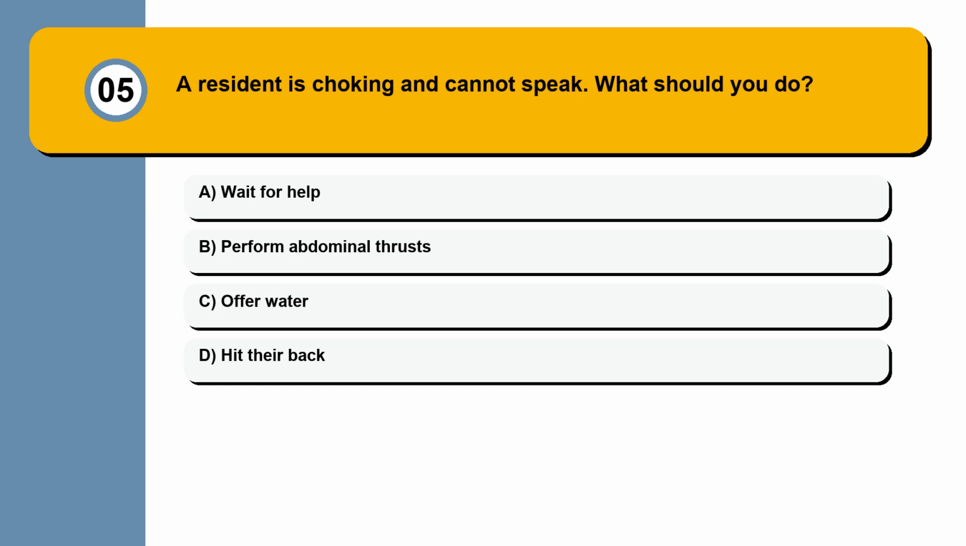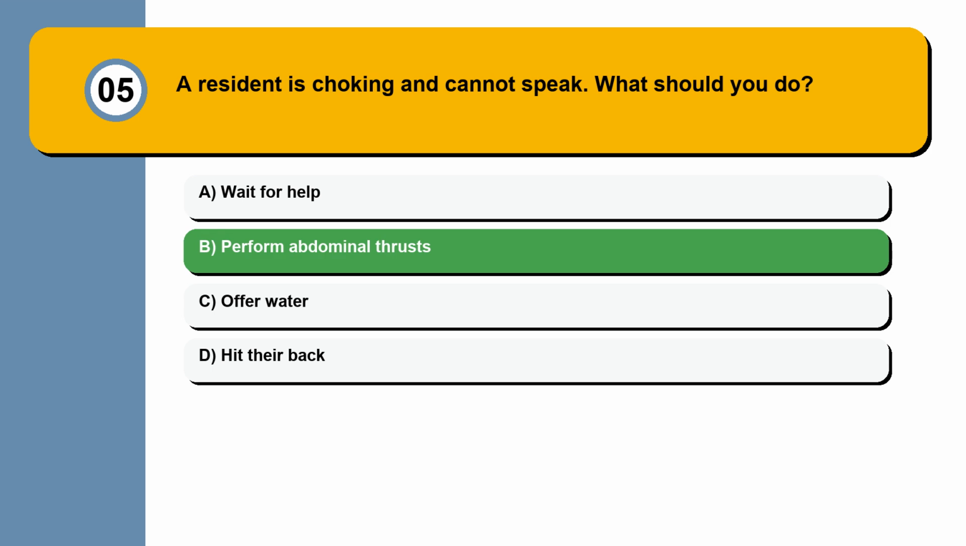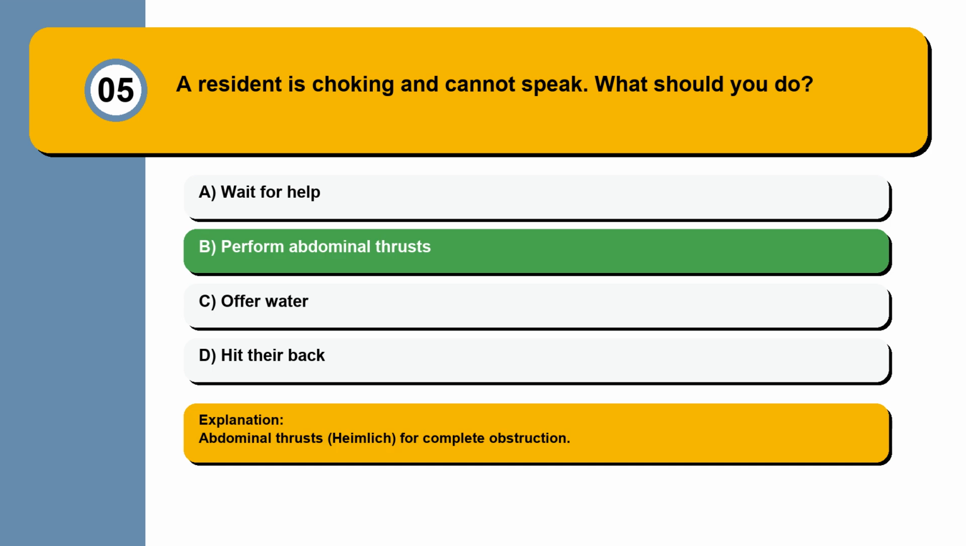Question 5. A resident is choking and cannot speak. What should you do? Wait for help. Perform abdominal thrusts. Offer water. Hit their back. Abdominal thrusts, Heimlich, for complete obstruction.